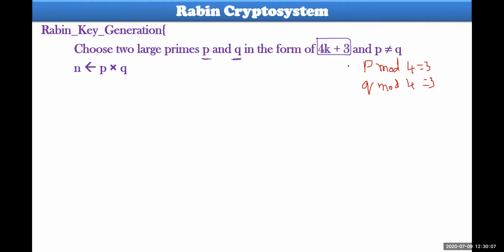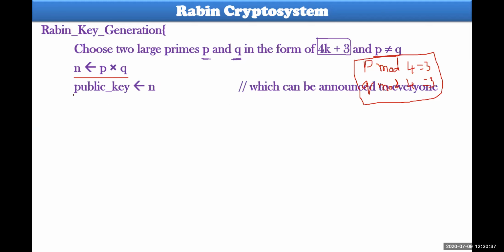If this restriction is followed, and of course one more restriction, P should not be equal to Q. If these 3 restrictions are followed, then you move further. Otherwise, you could not go further. You just stop your work if these 3 restrictions could not be fulfilled. Afterwards, we identify N equal to P into Q. After that, he announces that N is the public key, which will be announced to everyone. My public key is N.